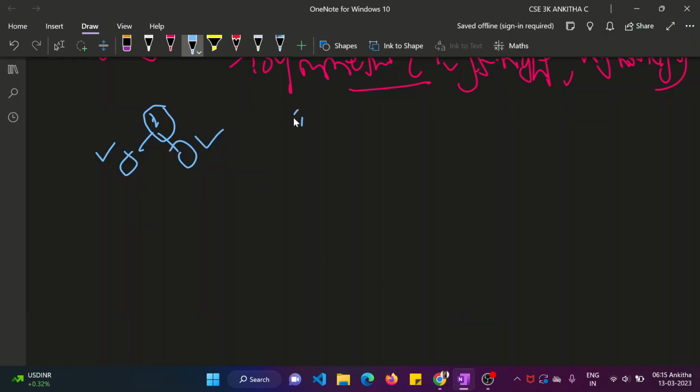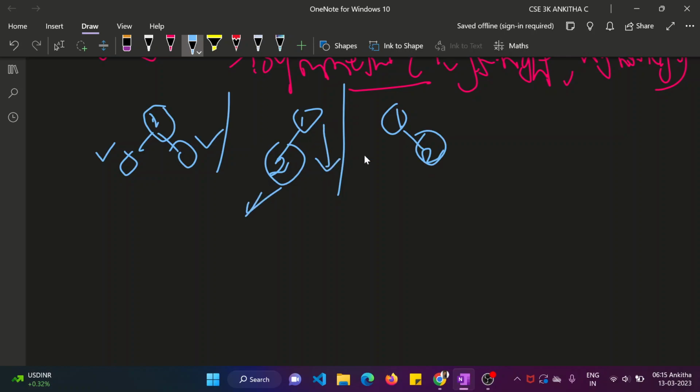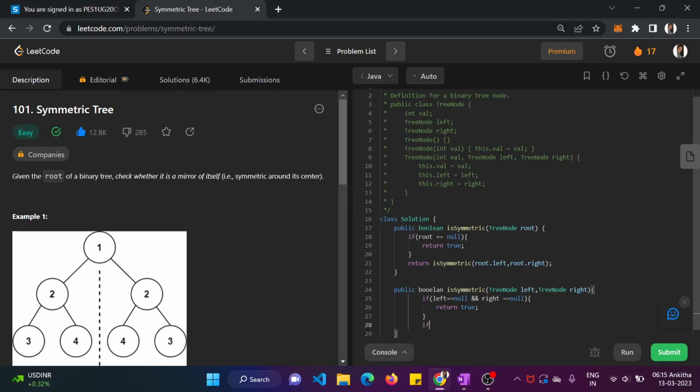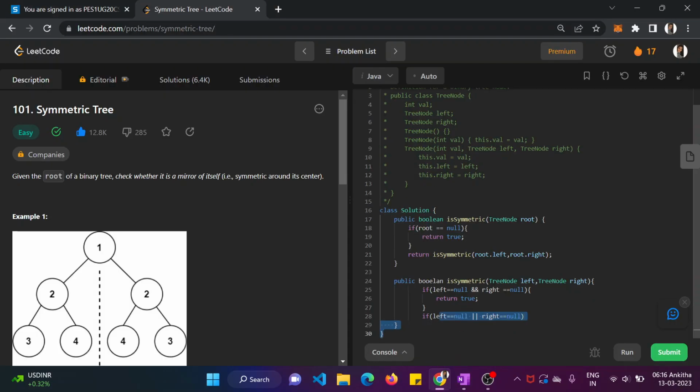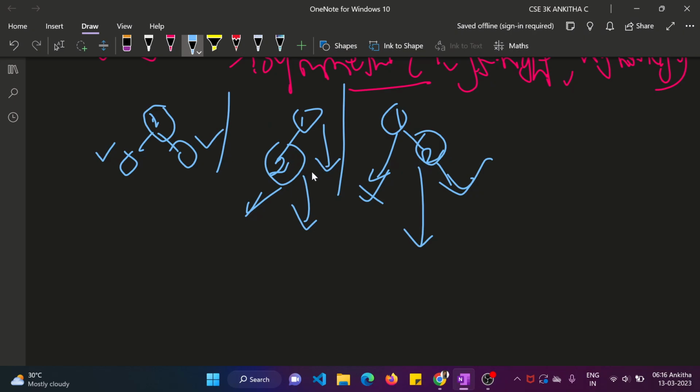Again, we check for one more condition. If either of the values is present, this is one tree, and again, this is one tree. Here, the left part is present, but no right part is present. Here, the right part is present, but no left part is present. So, in such case, if left equal to null or right equal to null. So left equal to null would be this condition. Then for right equal to null, this would be the trick. If any one of these cases happens, then you return false because this is not the mirror of itself. You don't have a node 2 as a child node in the right part.